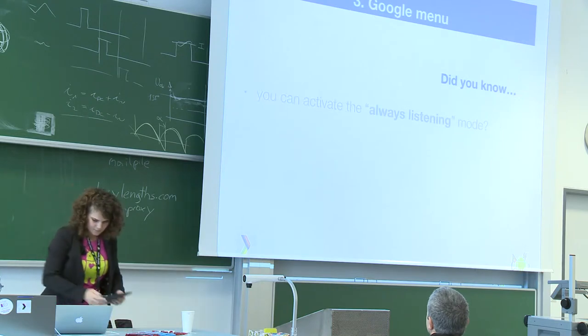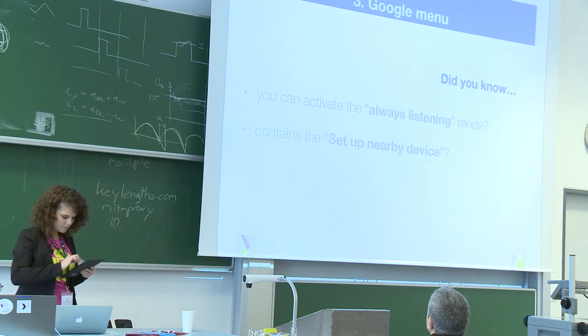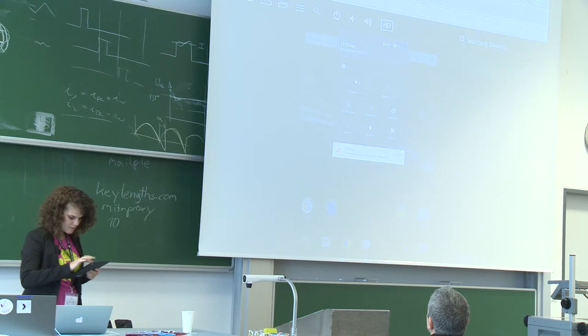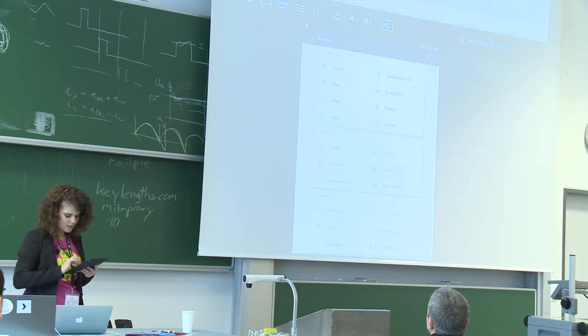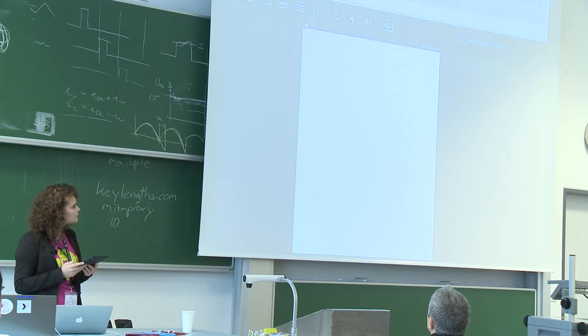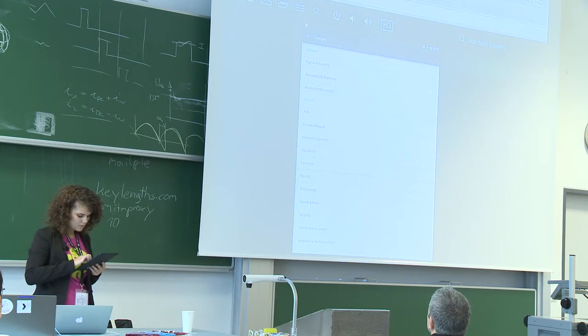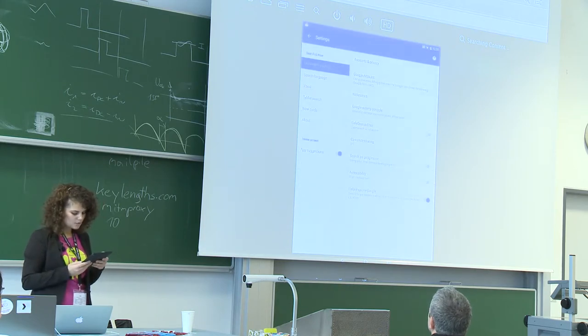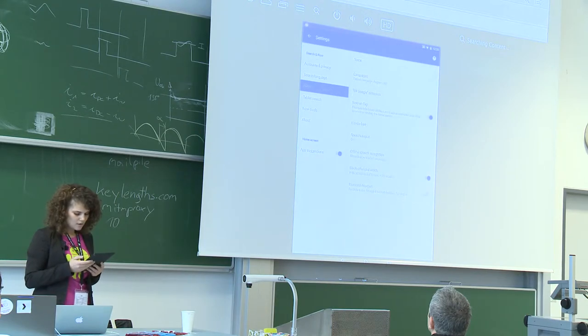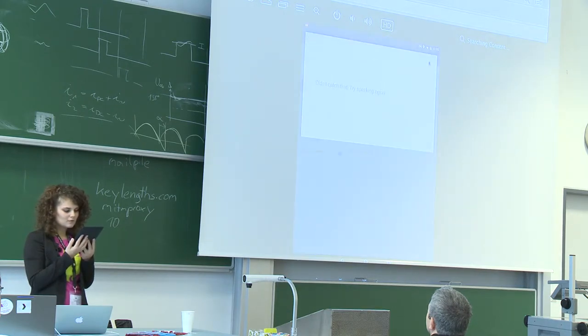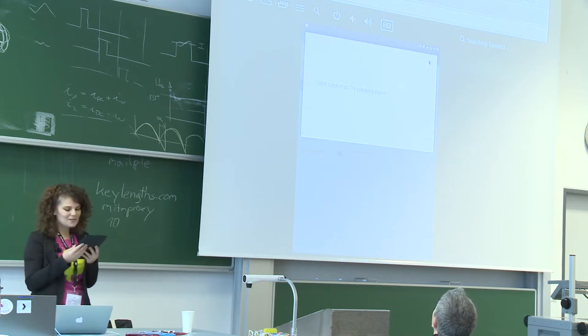If we go to the settings menu, you'll see that Google now has its own place. From here we can do a lot of stuff, like activate always listening mode, which means that if we go on voice and go on OK Google Detection, if it's always on, no matter where you are, you can say OK Google. Okay, so now we can do it from any app.